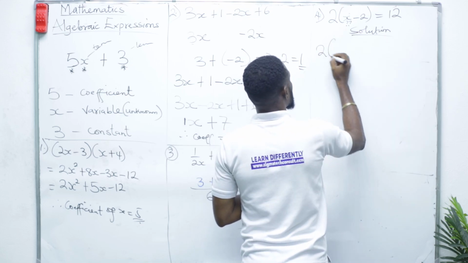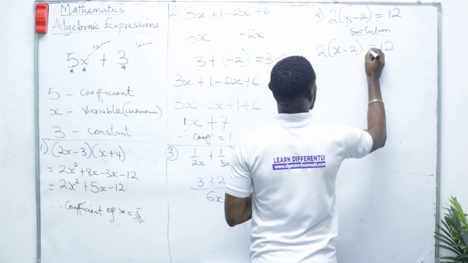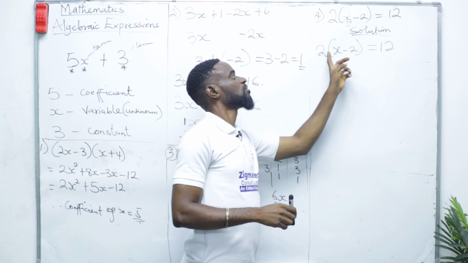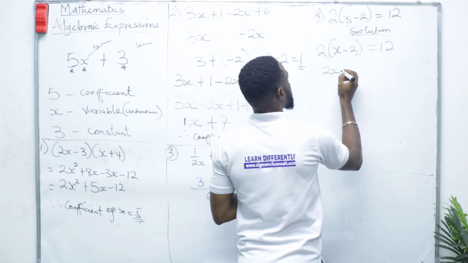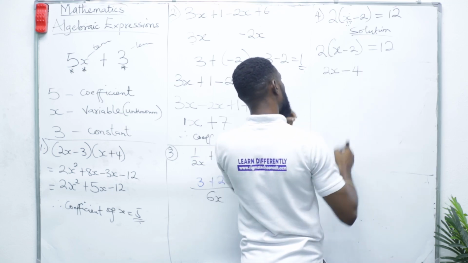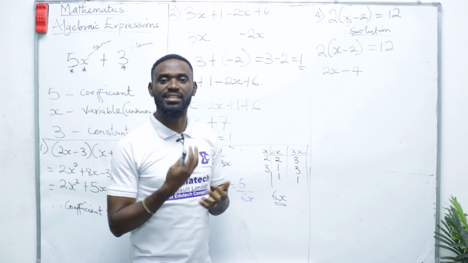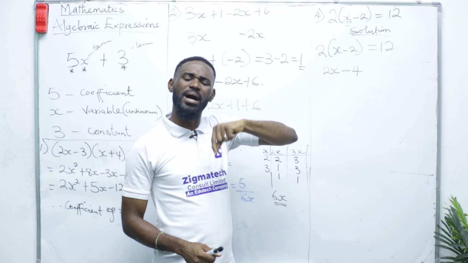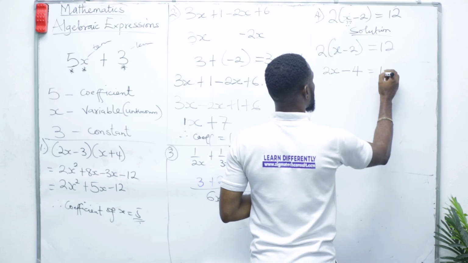So 2(x minus 2) is equal to 12. The first thing we do is to open this bracket up, multiply 2 by everything we have inside the bracket. So this will be 2 times x, this is 2x, minus 2 times 2 is minus 4. Remember, our attention is to know this variable, what is that number that this variable is representing? So this is equal to 12.